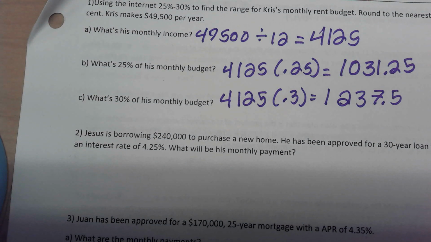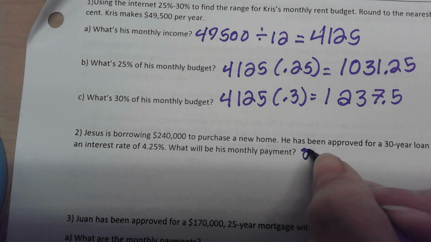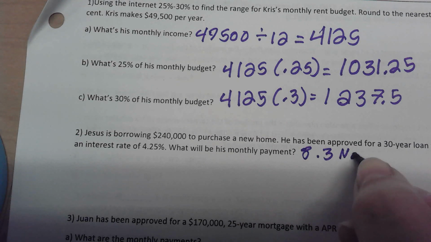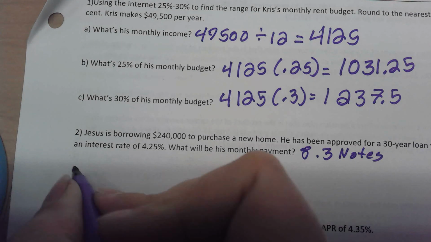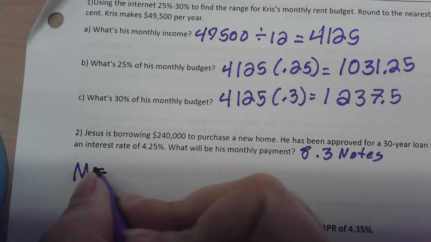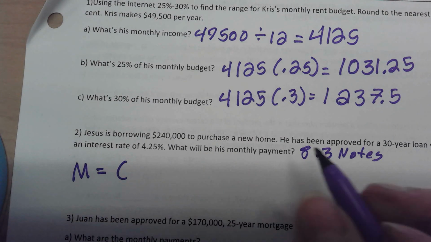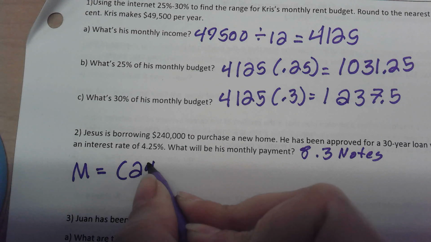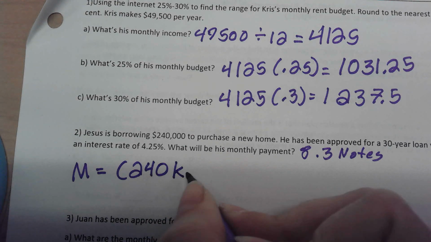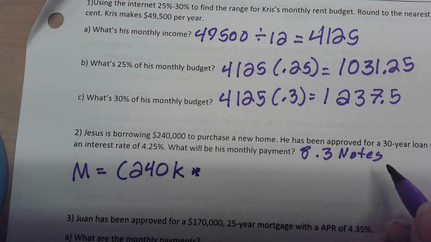So we have to figure out what the monthly payment will be, everybody. So you want to look in your notes and find the monthly payment formula. So look in your notes in 8.3. So everybody, this is in 8.3 notes. Okay, so the monthly payment is going to be equal to the principal. Okay, so that's the 140,000 times the rate as a decimal.